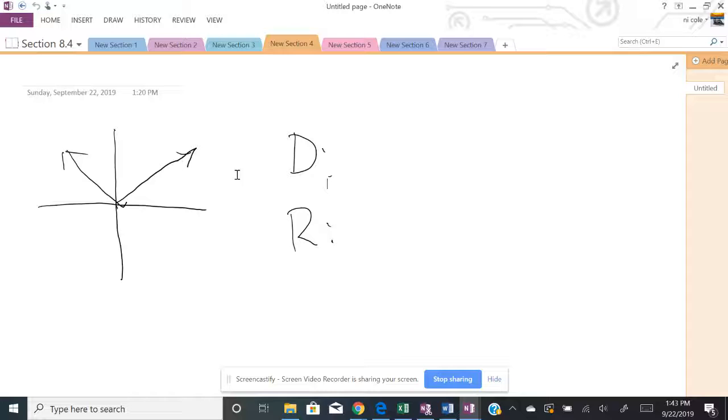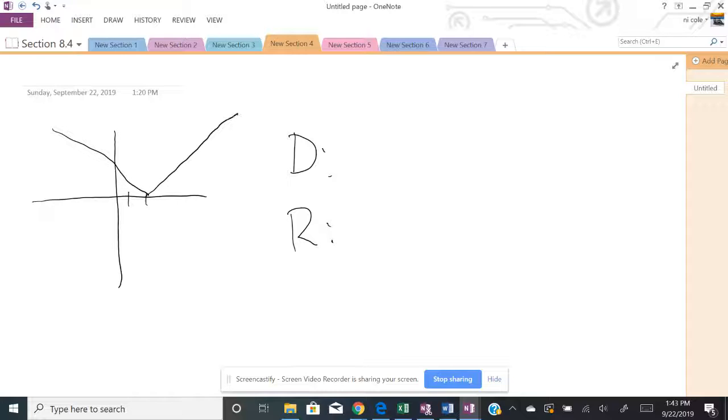Oh, well, hold on. My notes have something slightly different than that graph. Similar, very similar. Okay.